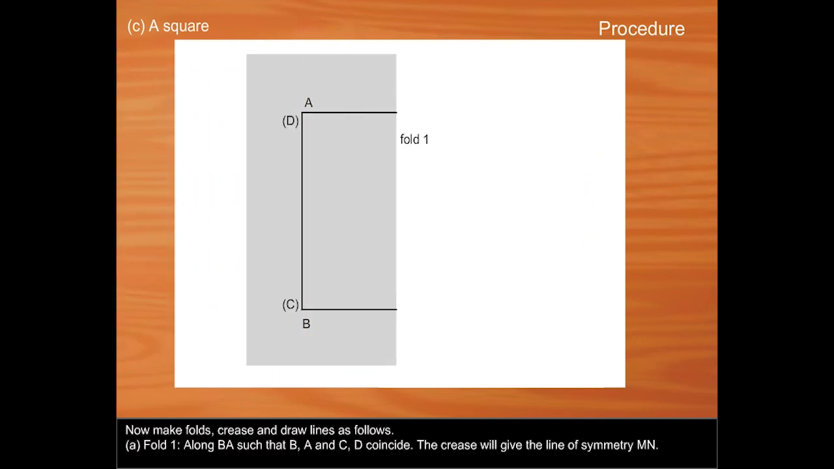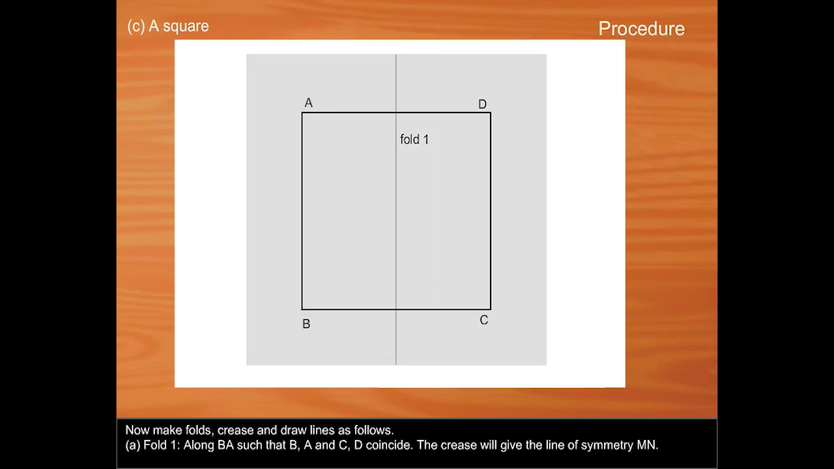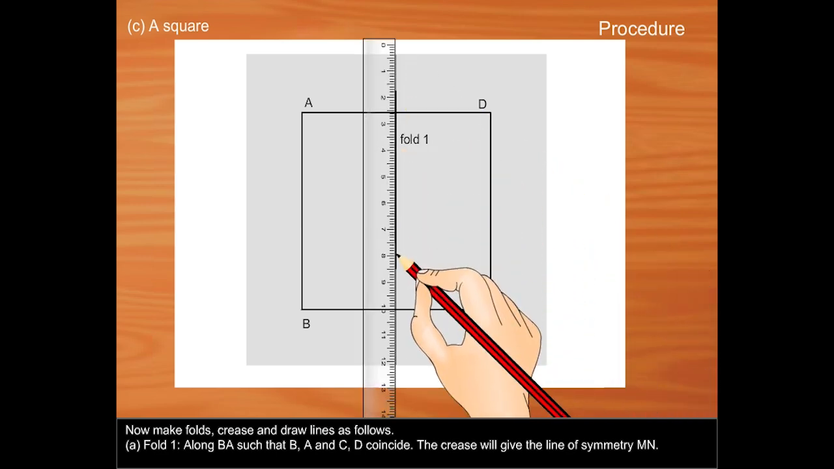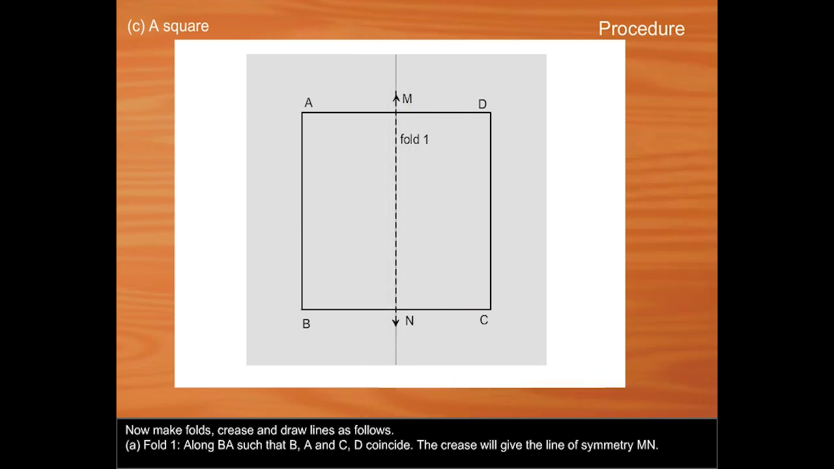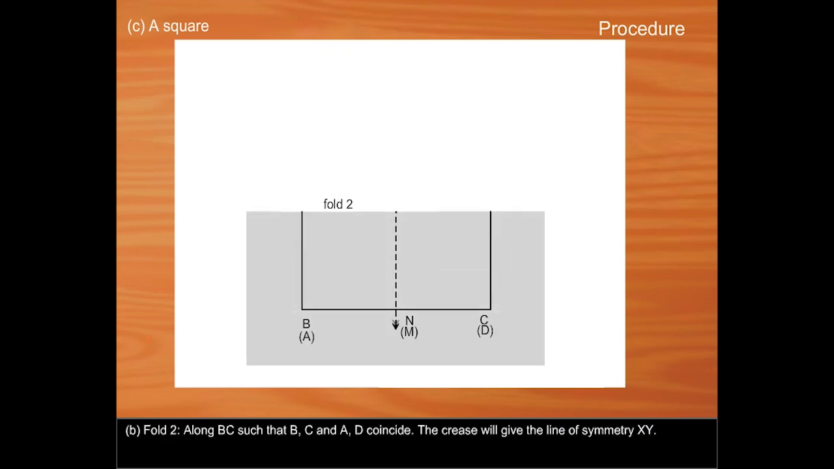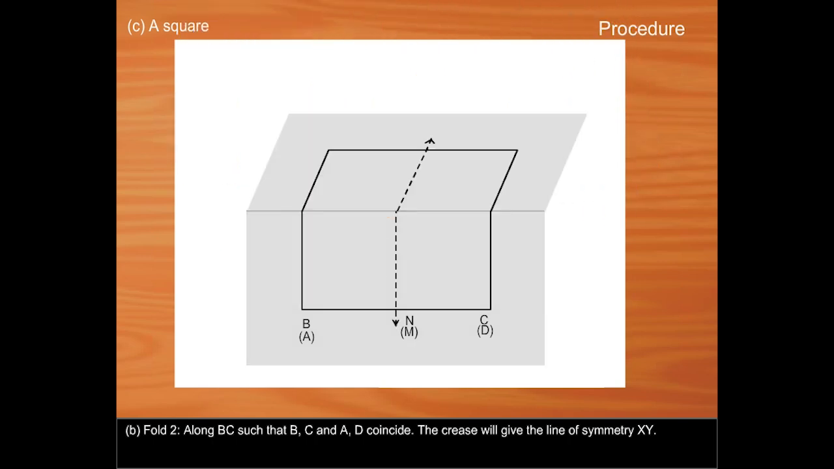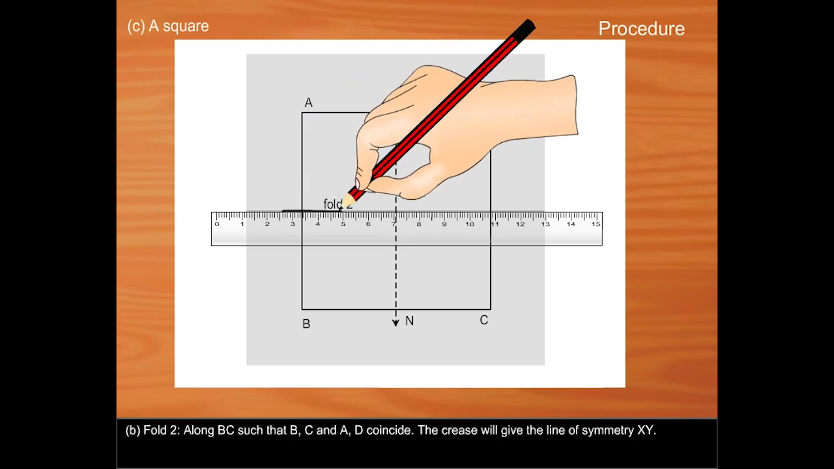Now make folds, crease and draw lines as follows. Fold 1 along BA such that BA and CD coincide. The crease will give the line of symmetry MN. Fold 2 along BC such that BC and AD coincide. The crease will give the line of symmetry XY.